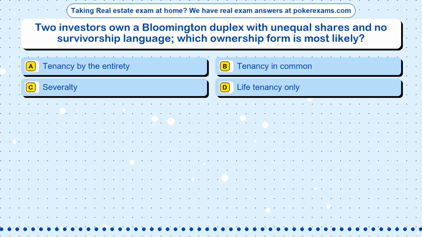Question 2. Two investors own a Bloomington duplex with unequal shares and no survivorship language. Which ownership form is most likely? Option A. Tenancy by the entirety. Option B. Tenancy in common. Option C. Severalty. Option D. Life tenancy only.